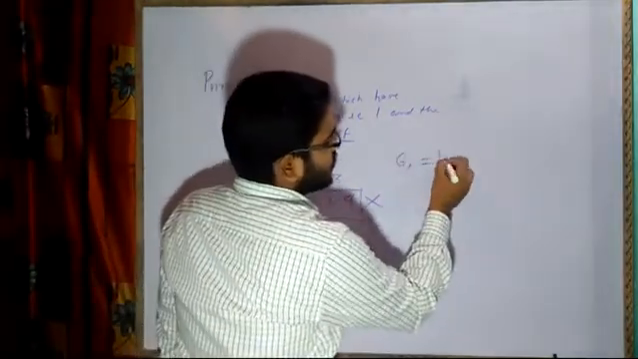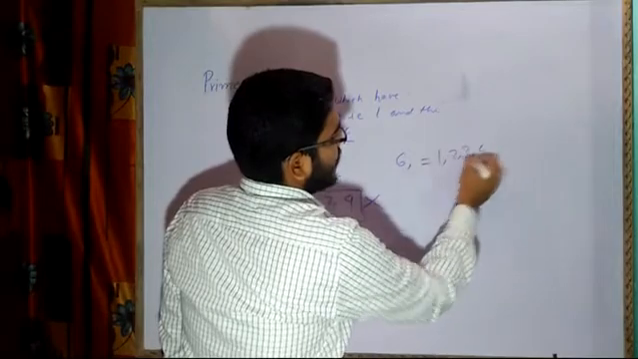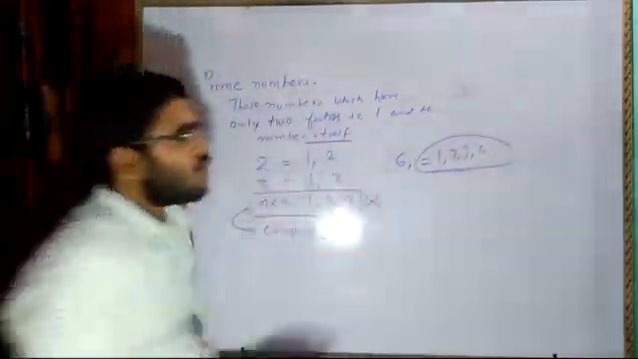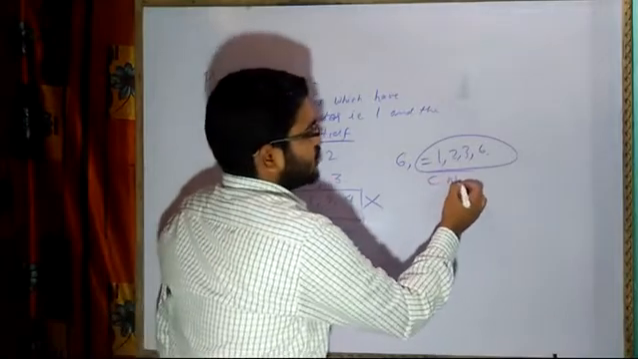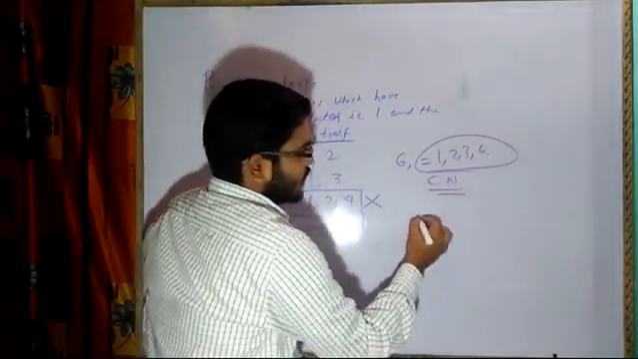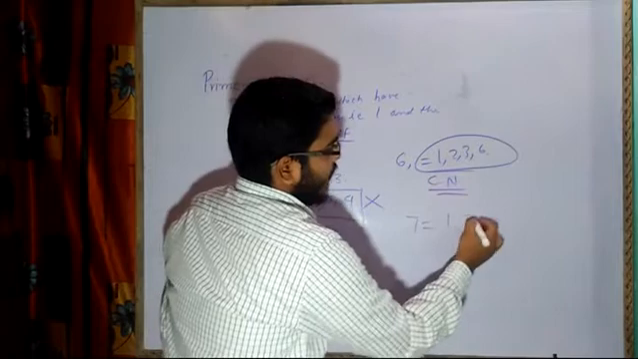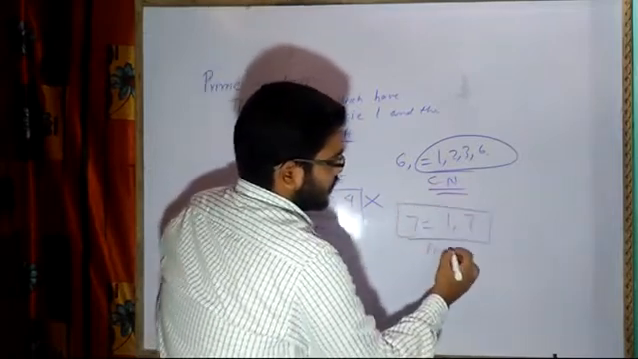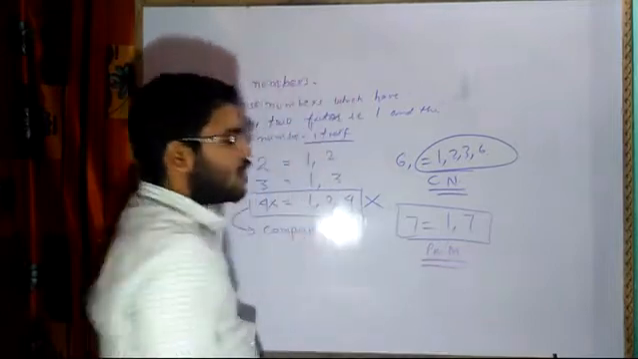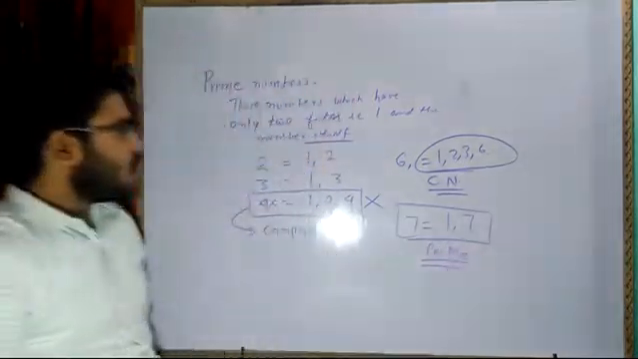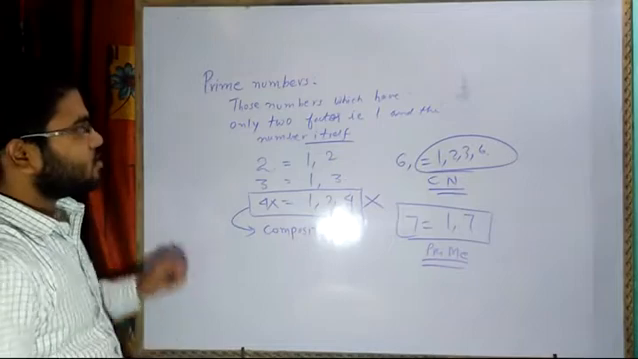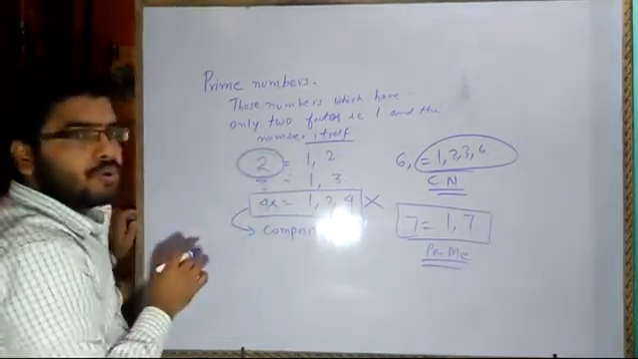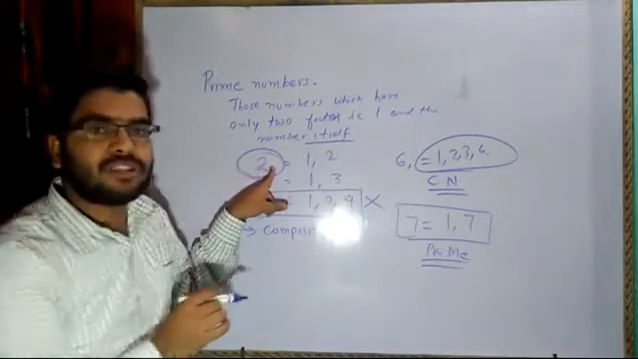What are the factors of 6? 1, 2, 3 and 6. Here we are having 4 factors. So this is an example of a composite number. Now if I write 7, what are the factors? 1 and 7, right? So this is an example of a prime number. Now, based on this, in the number set the smallest prime number is 2.